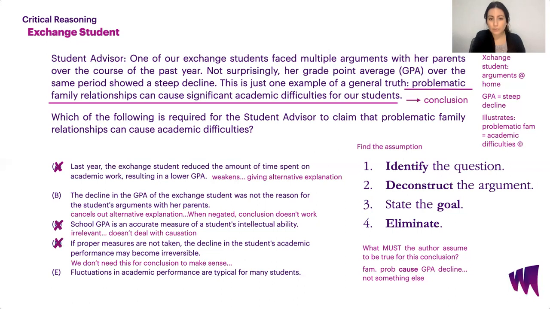E, fluctuations in academic performance are typical for many students. This is kind of similar to D. It's maybe plausible, but it's not something that we need for the conclusion to work. So that means that our answer would have been B.